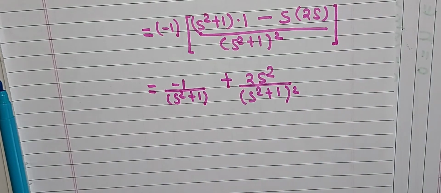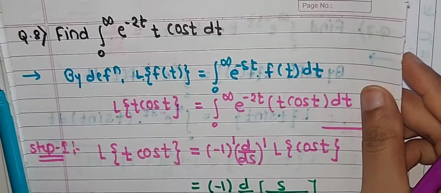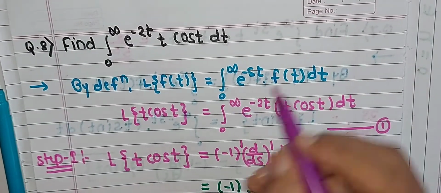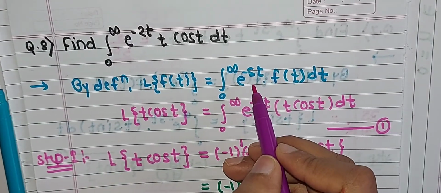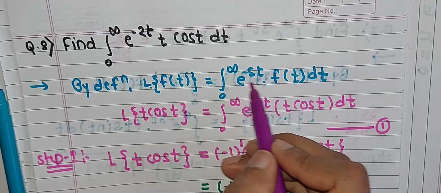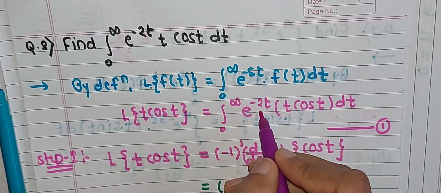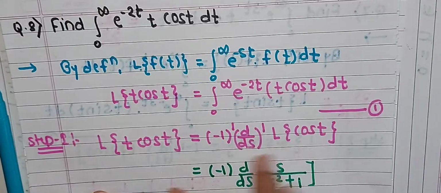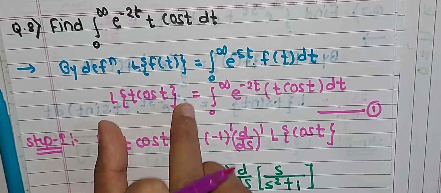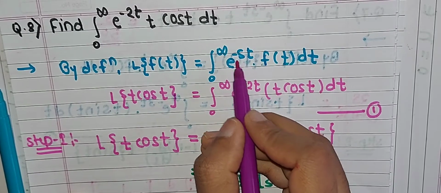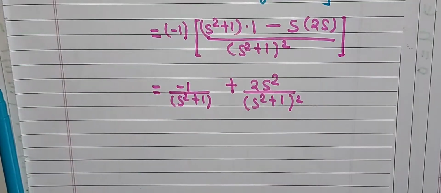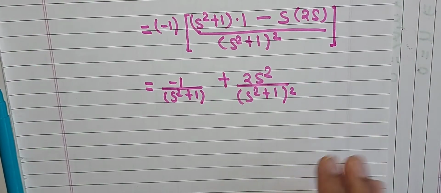Okay, so with the help of our given question, that is this is our question, and in the given question we have a value of s, and that value is here: compare this e raised to minus st with e raised to minus 2t. So s is equal to how much? 2. Okay, to find this value, we will put the value of s in place of s, and that value is s is equal to 2.